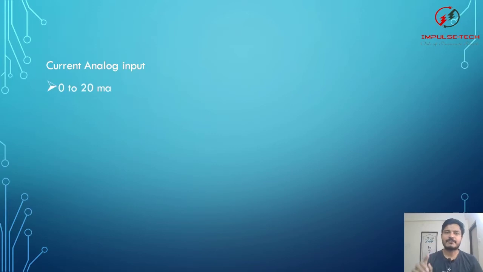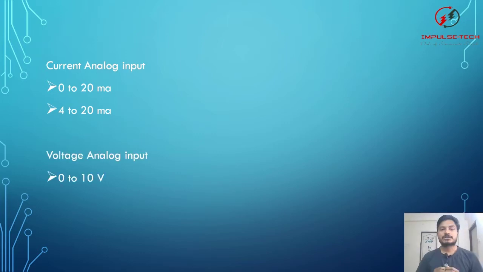In industries we have current analog input. In industries there are different kinds of sensors available like pressure sensor, flow meter, temperature sensor. Those sensors produce 0 to 20 milliamps as a current analog output, or they can produce 4 to 20 milliamps as a current analog output. These are the analog inputs which are not used with the ESP32 or the Arduino. In industries we also get 0 to 10 volt as a varying analog output from the industrial sensors. In industries we won't get 0 to 5 volt or 0 to 3.3 volt.